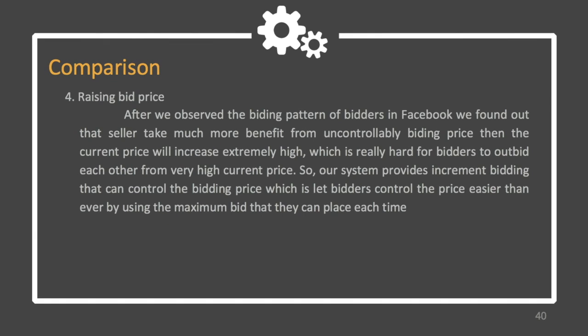And the last one is rising bid price. After we observed the bidding pattern of bidders on Facebook, we found out that sellers benefit much more from uncontrolled bidding price. Then the current price will increase extremely high, which is really hard for bidders to outbid each other from a very high current price. So our system provides increment bidding that can control the bidding price, which lets bidders control the price more easily than ever by using the maximum bid that they can press each time.